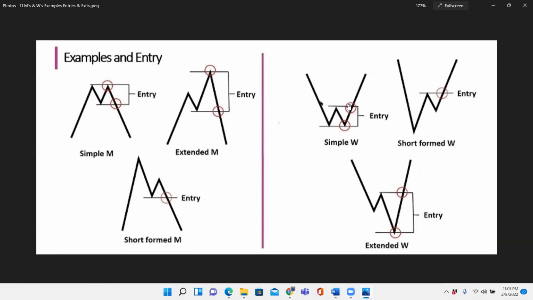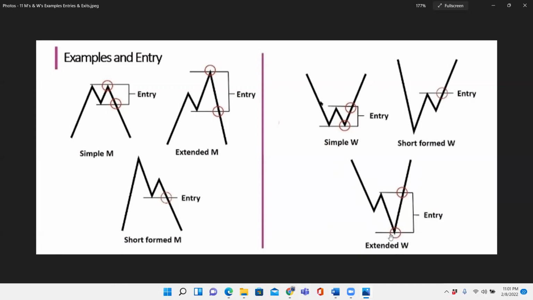Personally, like I said, I like to enter in on the neckline. And then we have our short, which is over here, which they don't think they have enough momentum to come to this point again. So they're going to shoot back up, entries on the neck. Then we have the extended one over here.